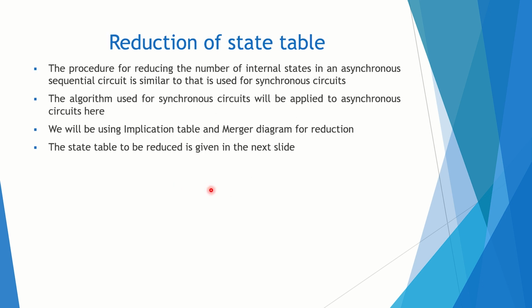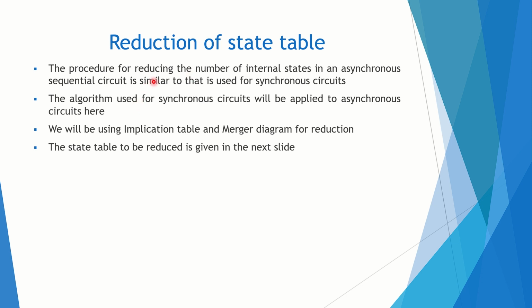Next we see reduction of state table. Suppose we have a state table here. We can reduce it to a smaller number. Suppose we have 7 states, that is a circuit of 7 state variables. We can reduce it to 4 or 5, and we can reduce the circuit complexity.